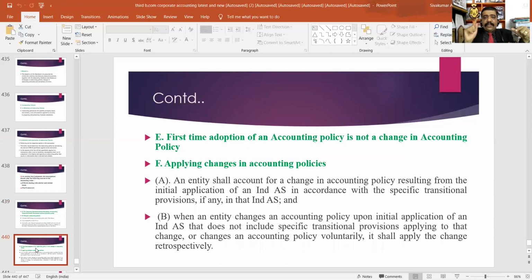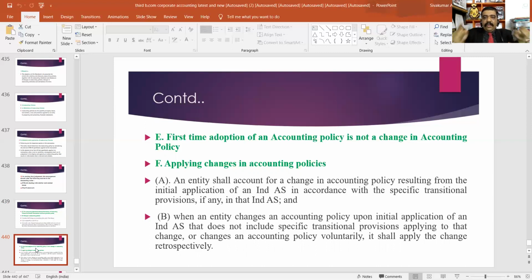First-time adoption of an accounting policy is not a change in accounting policy. If you decide to adopt an accounting policy, it is not a change. How can you account for changes in accounting policy? The standard gives the information. An entity shall account for a change in accounting policy resulting from the initial application of INDAS in accordance with the specific transitional provision, if any, in that INDAS. That means the entity should change its accounting policy as per the relevant INDAS.